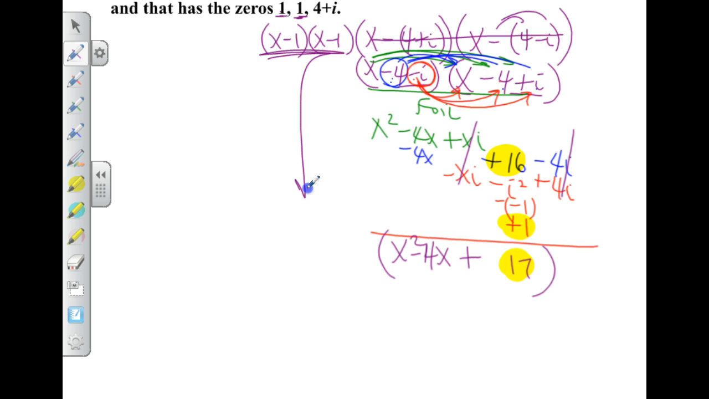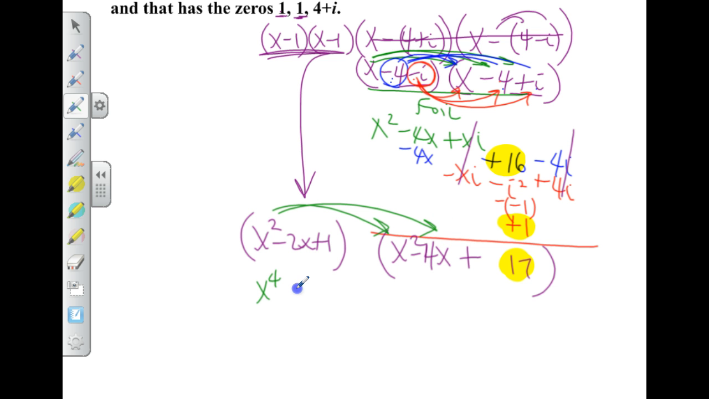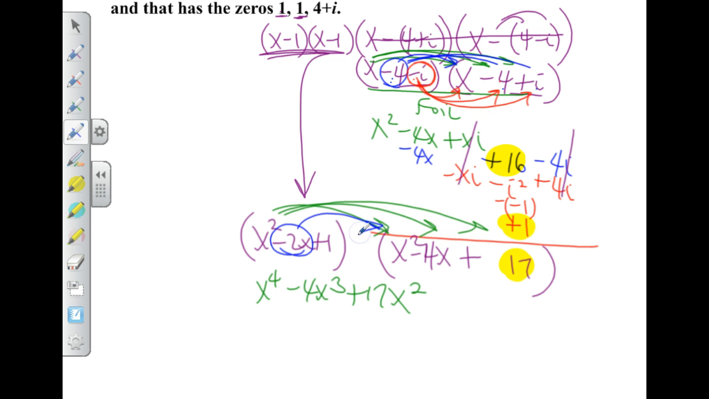You've got to FOIL this one too, which gives you x squared minus 2x plus 1, and I need to continue to multiply, stack, and add. So let's keep going. Distributing negative 4x cubed and x squared times 17. Ugh. And let's distribute the negative 2 times x squared is negative 2x cubed, so I'm going to stack that on top of my x cubed terms. This is positive 8x squared.